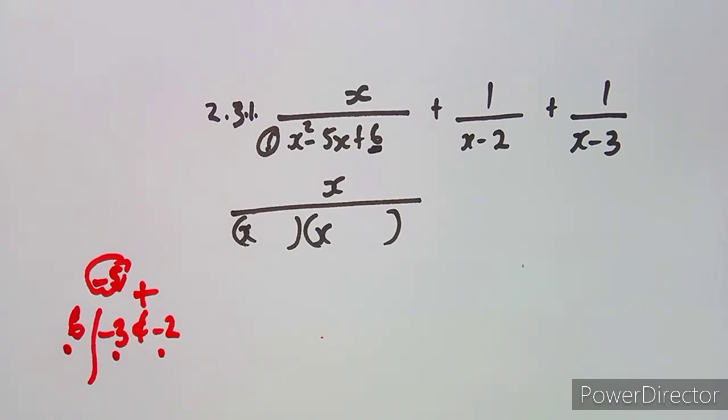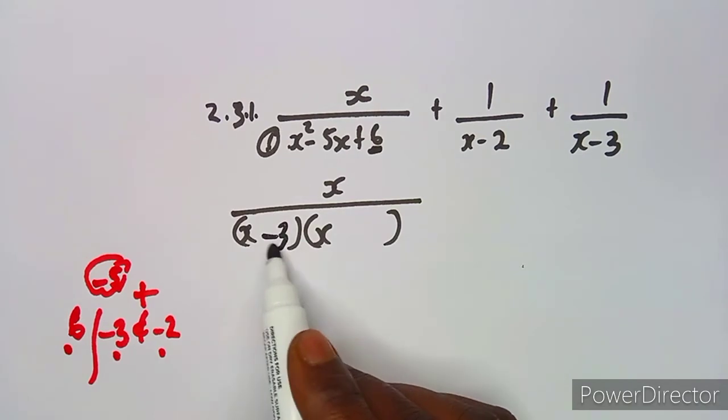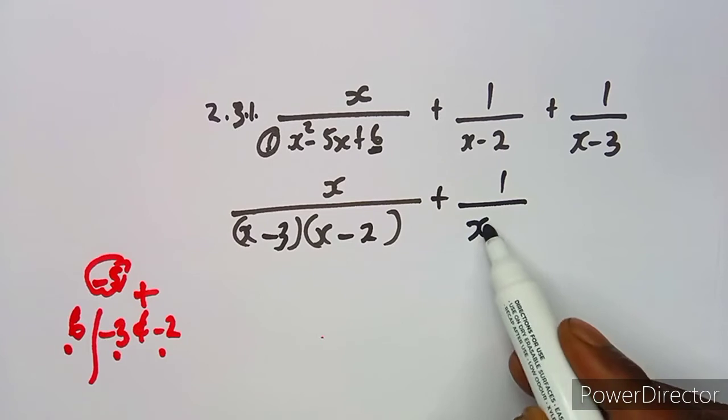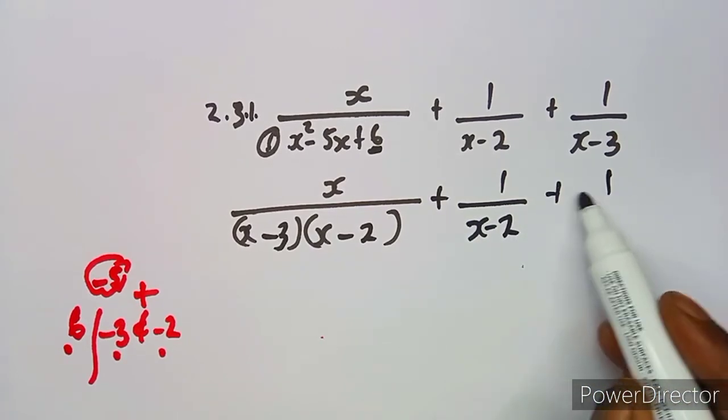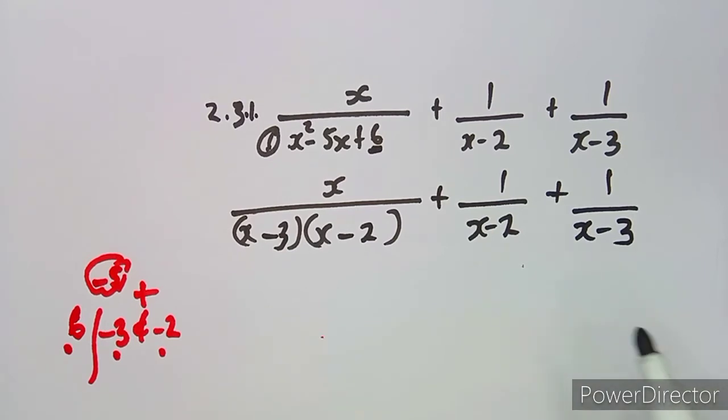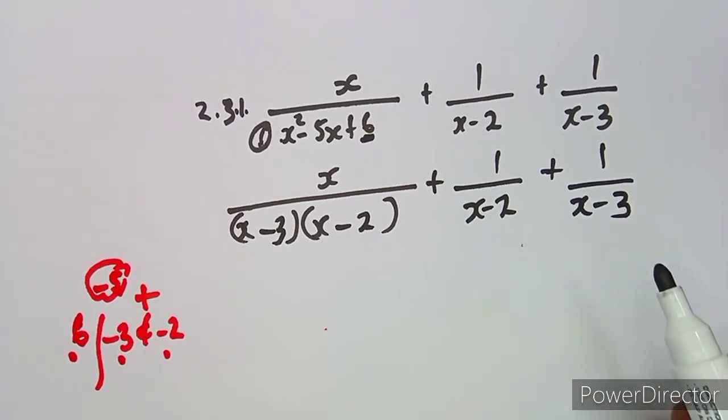Okay, so in this case you're going to obtain x minus 3 times x minus 2, plus 1 over x minus 2, plus 1 over x minus 3. So definitely, guys, we need to find the LCM of the given denominators.